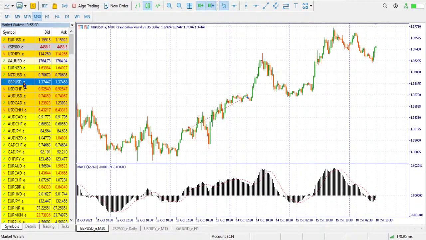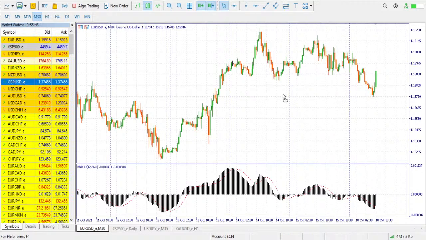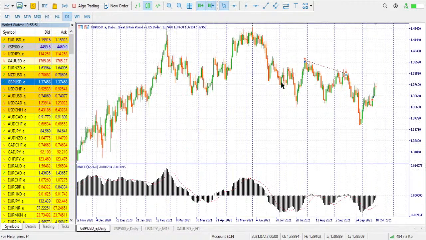We have not looked at Euro USD. Let's pull it. Oh, we've looked at that. We've not looked at GBP USD, sorry. So with the GBP USD, we are somehow in an uptrend.